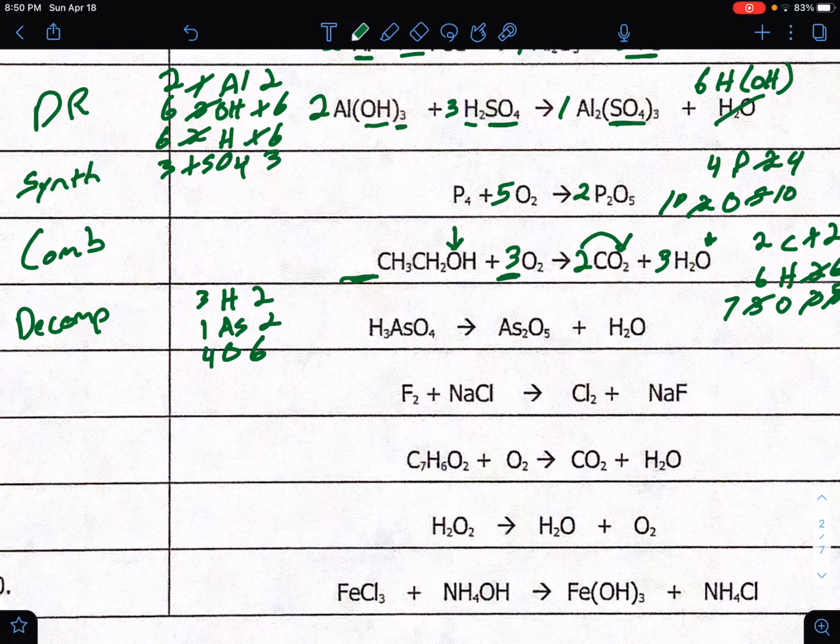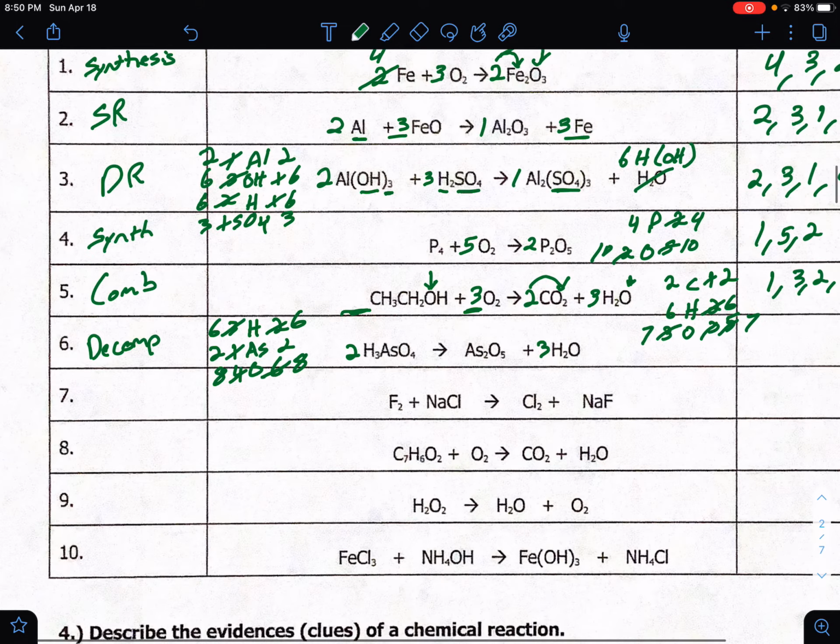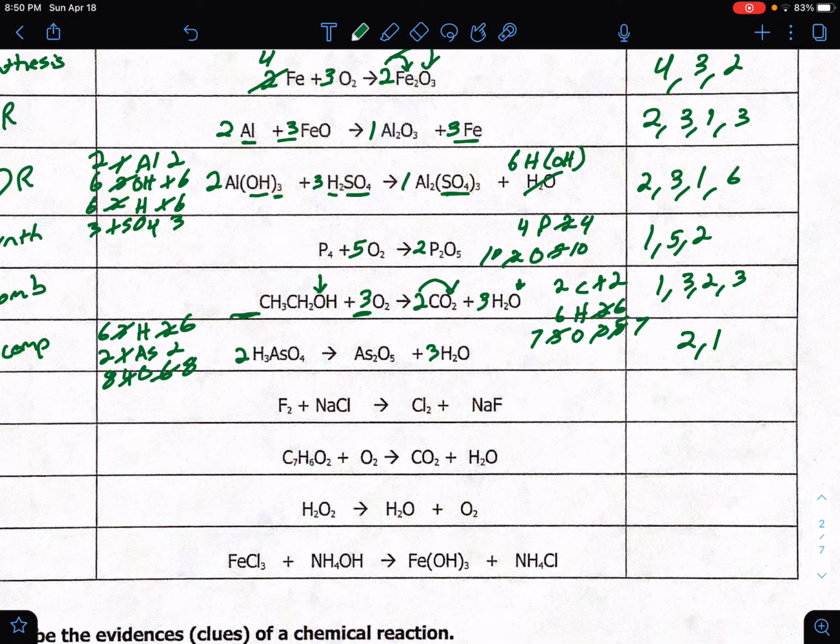Okay, so I'm going to start with hydrogen. I've got 3 hydrogens on the left, 2 on the right, so the closest number that can be divided by both is going to be 6. So I'm going to see if this works. I'm going to put a 2 right here. So this is going to change this to 6, changes my arsenics to 2, and it changes my oxygens to 8. Okay, but I cannot forget that I need to fix my hydrogens over here. I'm going to put a 3 right here. This changes my hydrogens to 6, but it also changed my oxygens. 5 plus 3 is now 8. Okay, so this actually balanced out real easily. So this is a 2, 1, 3.